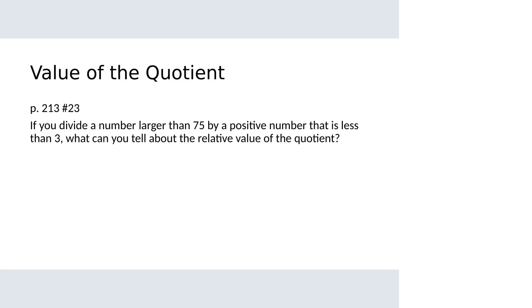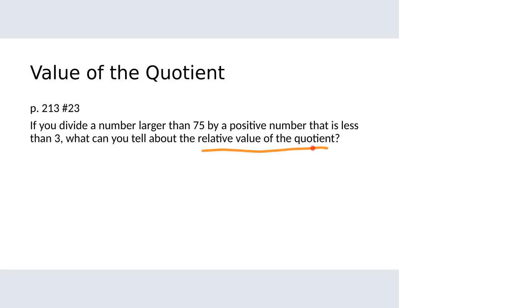Value of the quotient. This is one that went really well for you as a class. This is a problem that's sometimes hard for students, but this class did great with this one, so I'm really pleased with that. But if you divide a number that is larger than 75 by a positive number that is less than 3, what can you tell about the relative value of the quotient? And relative value of the quotient is relative to some number that's out there. What can we say for sure about the result of this division problem?